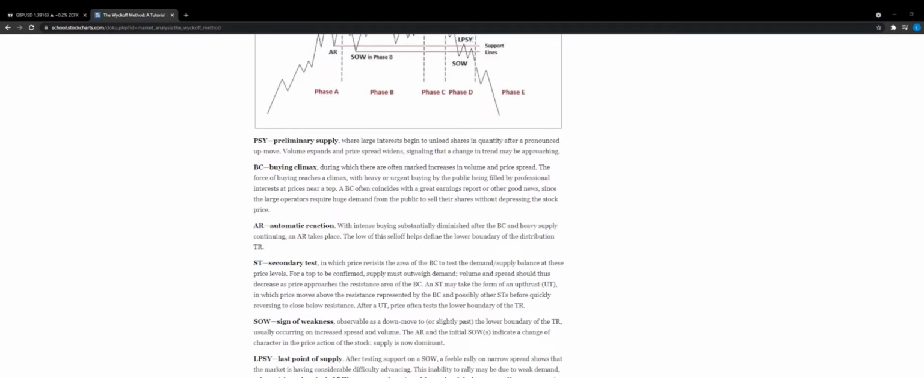So, Wyckoff schematics. The accumulation and distribution schematics are likely the most popular part of Wyckoff's work, at least within the cryptocurrency community, as we mentioned earlier. These models break down the accumulation and distribution phases into smaller sections, and the sections are divided into 5 phases, A to E, along with multiple Wyckoff events, which are briefly described in the next videos.